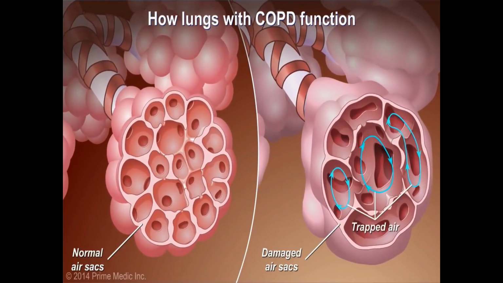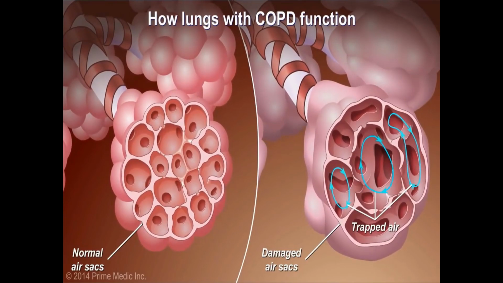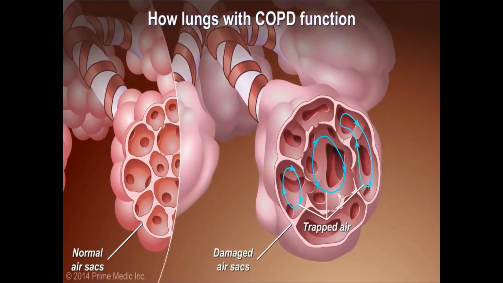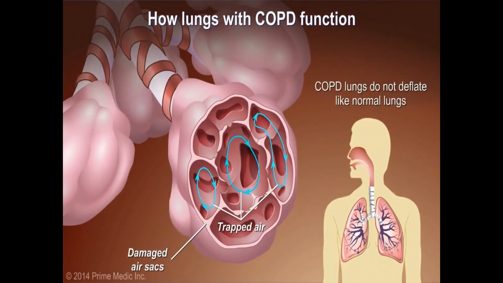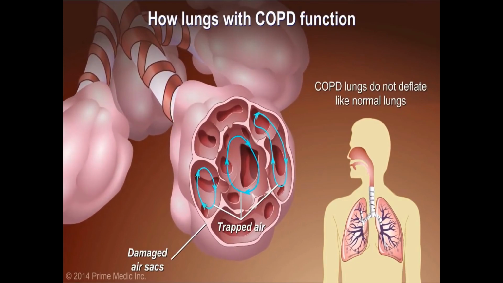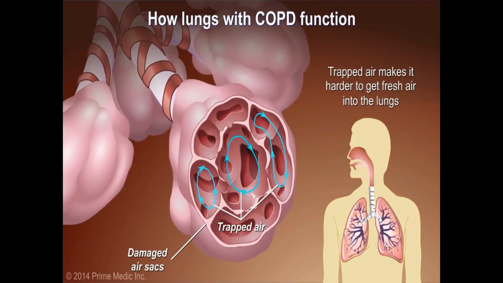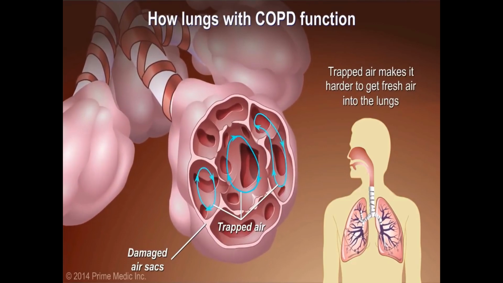As the air spaces get larger, air gets trapped, and there are fewer air sacs to supply oxygen to the blood. Because air is trapped in these air sacs, it is difficult for lungs with COPD to deflate like normal lungs. This trapped air makes it harder to get fresh air into the lungs and makes breathing more difficult.